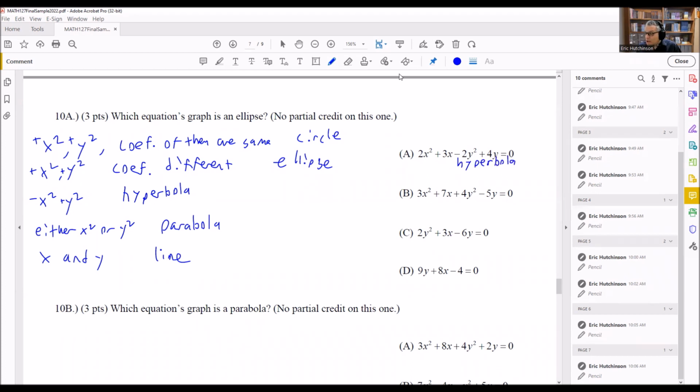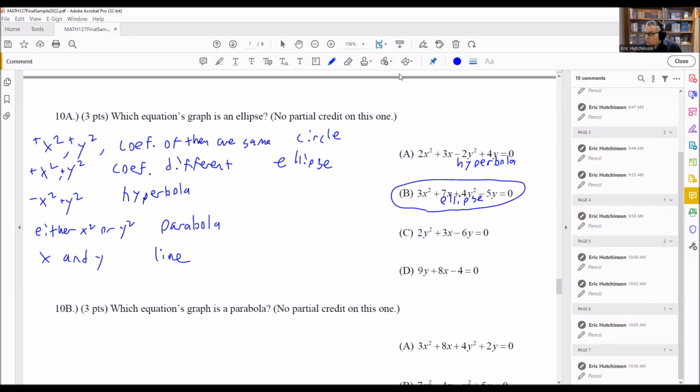The next one, we have an x squared, we have a y squared, and the coefficients are different. So this one is going to be an ellipse. And in fact, this is going to be the answer to this problem. But let's keep going and let's identify the other ones too for practice.